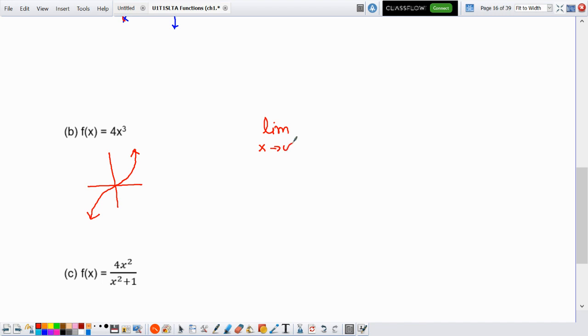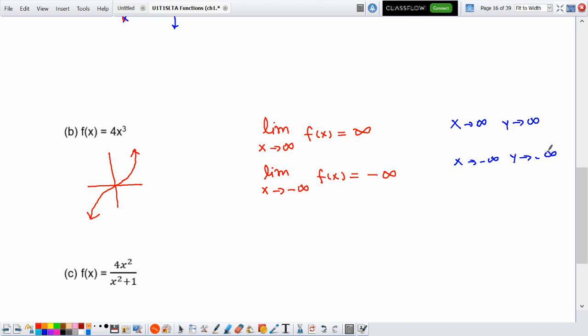Limit as x goes to infinity, f of x increases without bound. A positive number increases to a positive number, and a negative number to the third power is negative, which means negative infinity. In Algebra 2, you used to write: as x goes to infinity, y goes to infinity; x goes to negative infinity, y goes to negative infinity. This is the Algebra 2 answer. This is the honors pre-calculus way to write the end behavior.